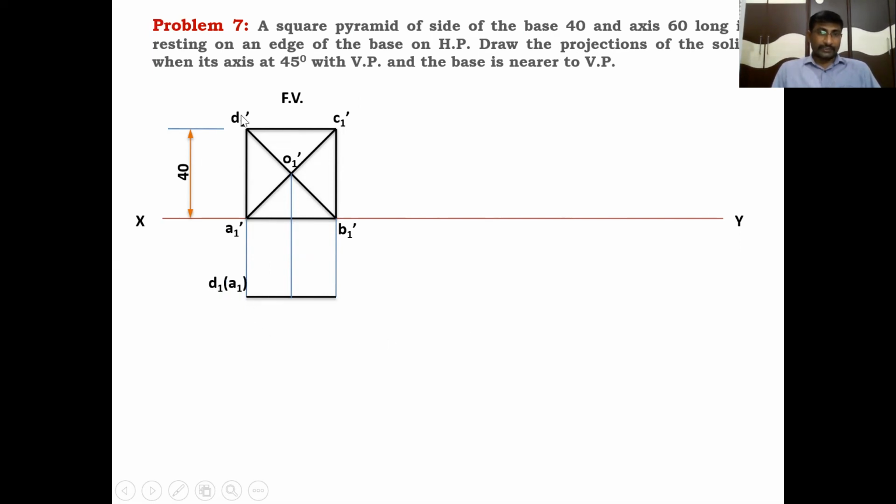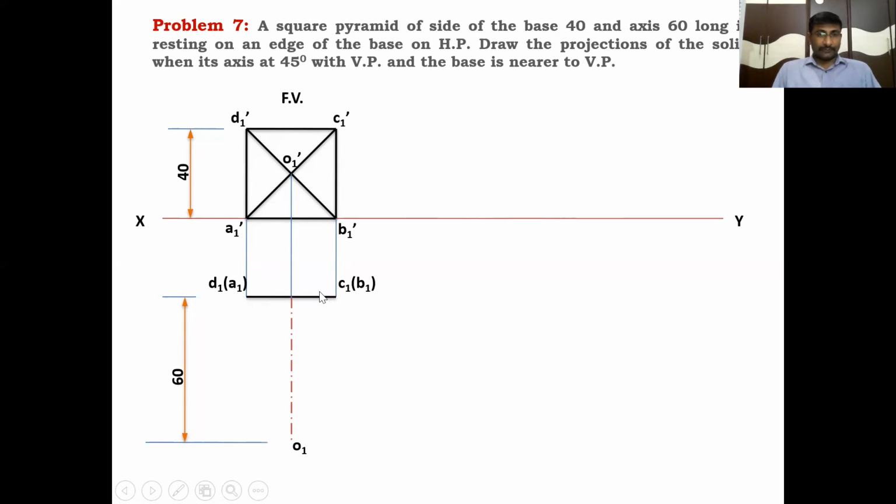Locate the base points as when looking at the solid from this side. D1 dash is a visible point, A1 dash is invisible. That's why I'm locating on the top view D1 of A1, and this point is C1 of B1. Extend the center line to a distance of 60, because the axis length is given as 60. The center line is extended up to 60 mm from the base. Locate this apex point as O1.